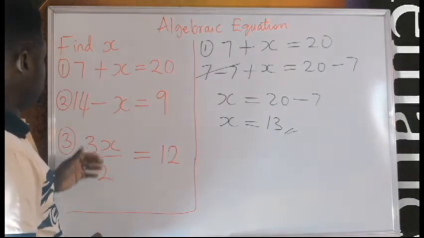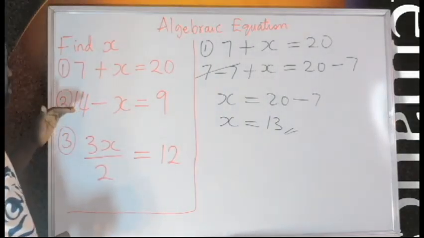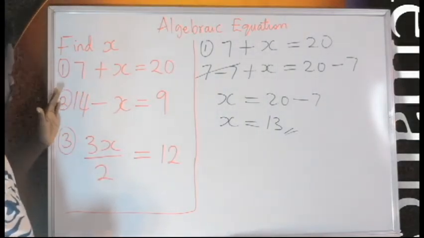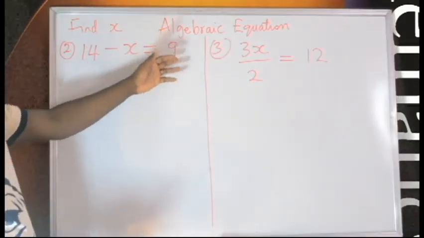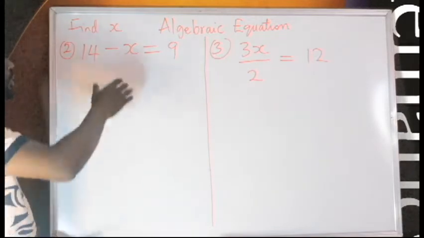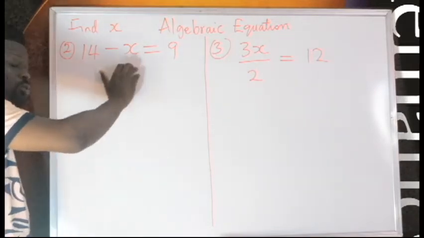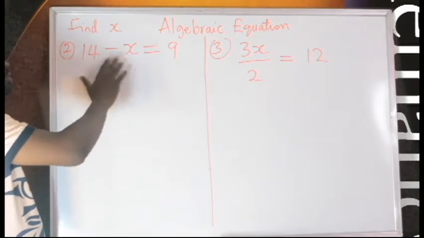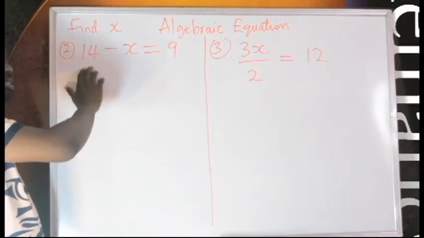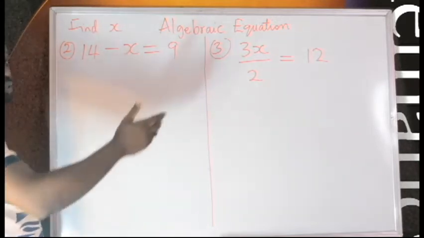Let's clean the board so we can do 2 and 3. So number 2, 14 minus x equals 9. Always focus on the side that has the unknown. What number is with the unknown? 14. This is plus 14. Then you have to subtract 14 from both sides.